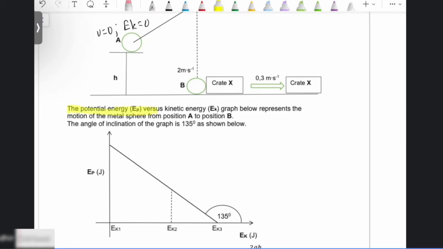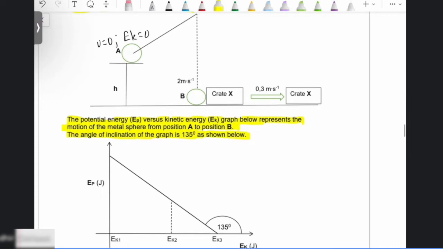Okay, it says the potential energy versus kinetic energy, EK, graph below represents the motion of the metal sphere from position A to position B. The angle of inclination of the graph is 135 degrees as shown below. So they basically want us to figure out why we start off here with potential energy at its maximum. And then eventually, all that potential energy is going to be converted into kinetic energy.